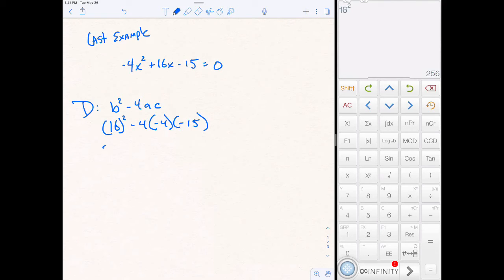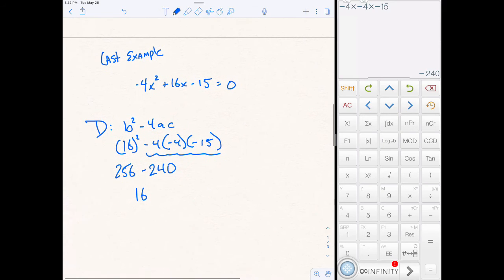16 squared is 256. And watch this, right? There's lots of negatives going on here, so I'm going to type each one of them in. Negative 4, oops, I don't need the previous answer. So negative 4 times negative 4 times negative 15. I have all my negatives in there, and I get negative 240. And that's okay, because when I subtract these, I'm going to get 16. 16 is positive, so by the way, there's my discriminant. How many solutions? 2 solutions.